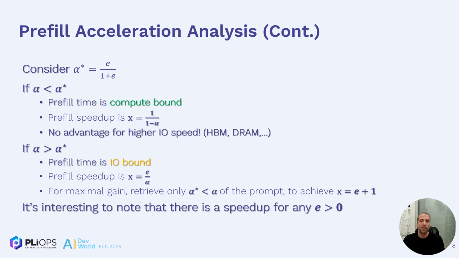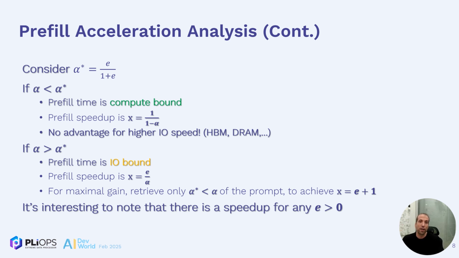The second case is where the hit ratio is high, alpha is higher than alpha star. And in that case, the prefill time is I/O bound. And the gain in this case is e over alpha. And here, the prefill time is dictated indeed by how fast we can retrieve KV cache. The faster we retrieve, the higher the speedup. In this regime, storage speed plays a critical role indeed.